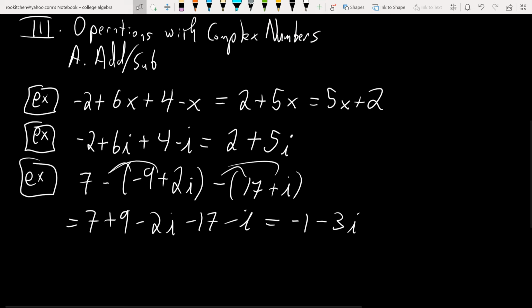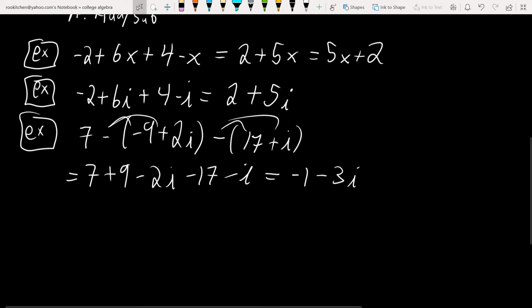Looks like I screwed that up somewhere. Oh, I copied it wrong. It's different than my problem, but I think it's right. 16 minus 17 is negative 1. Negative 2 minus 1, negative 2. I think that's right. Okay, so that's pretty simple.